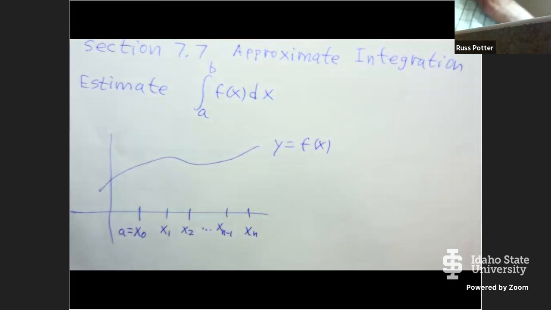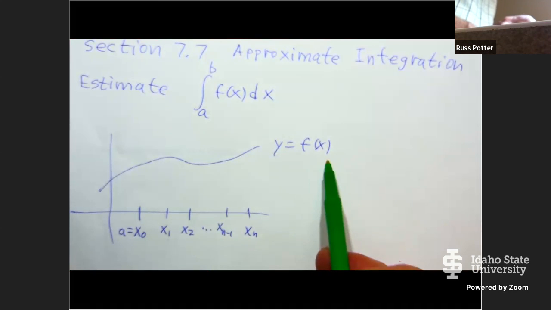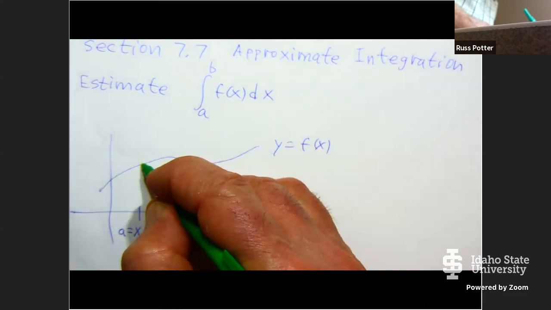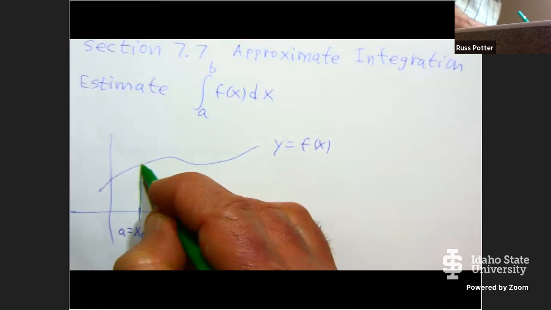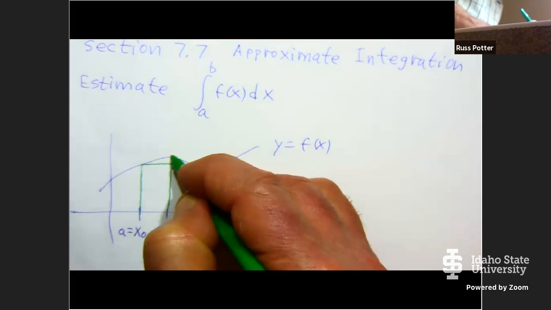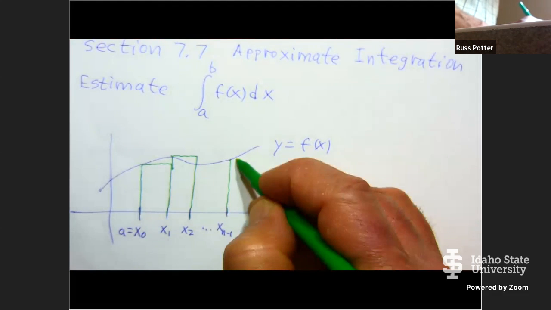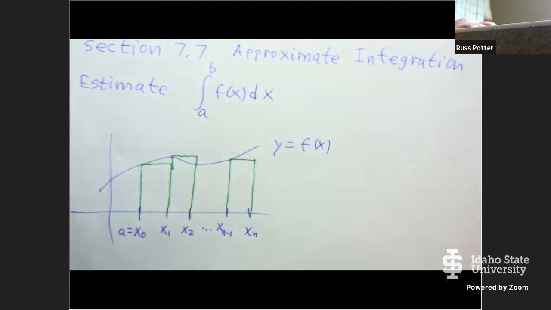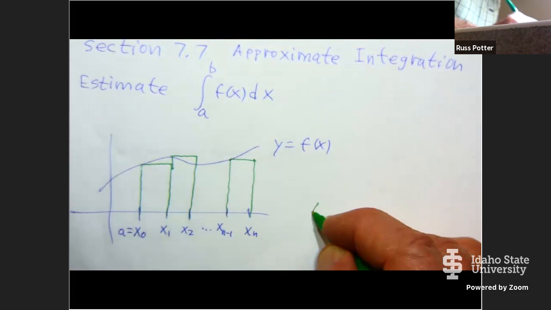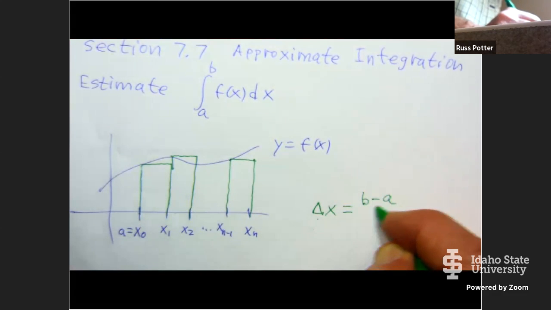And then if you want to get an estimate of the definite integral using areas of rectangles, one way to do it would be using the left endpoint approximation. So each one of these is a rectangle, and the base of each of those rectangles is the same delta x, which is defined to be b minus a over n.